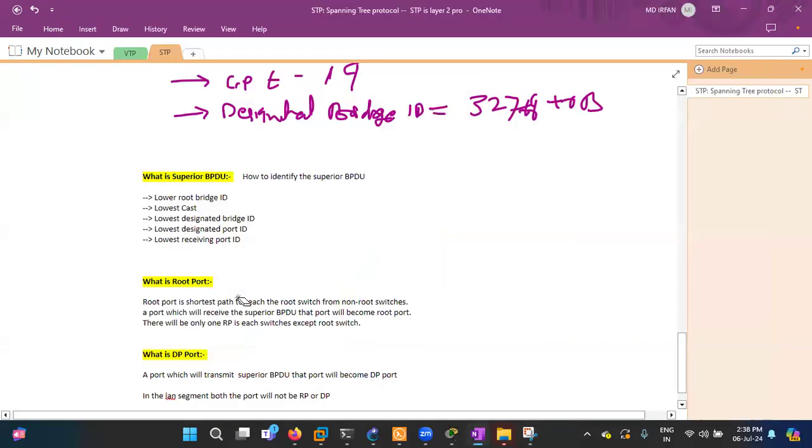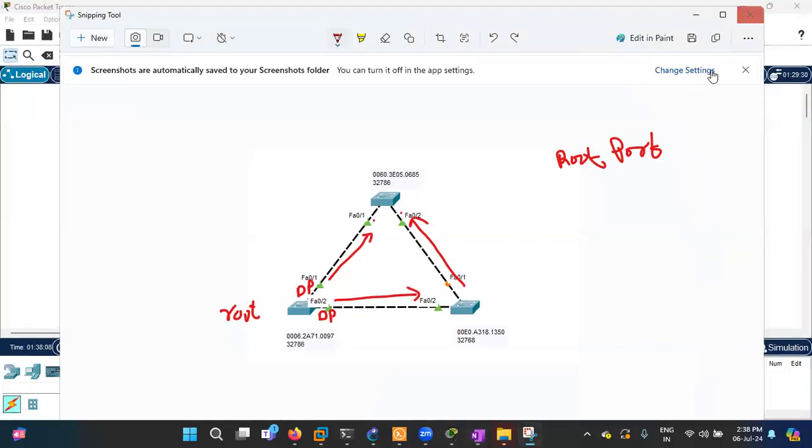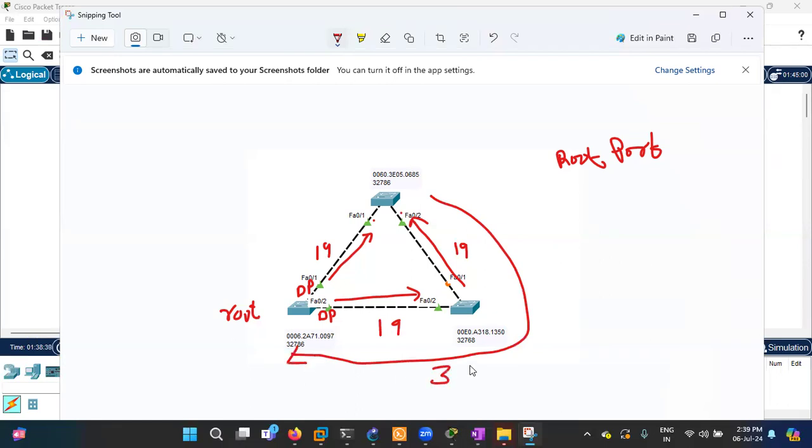Now, second thing is cost, lowest cost. For example, assume this is a Fast Ethernet. What is the cost by default? 19. Okay, that is the cost. Now, lowest cost. When this is sending 0, it will add 19. Again, it will add the 19. Means to reach from here, the cost is 38, right? Yes.